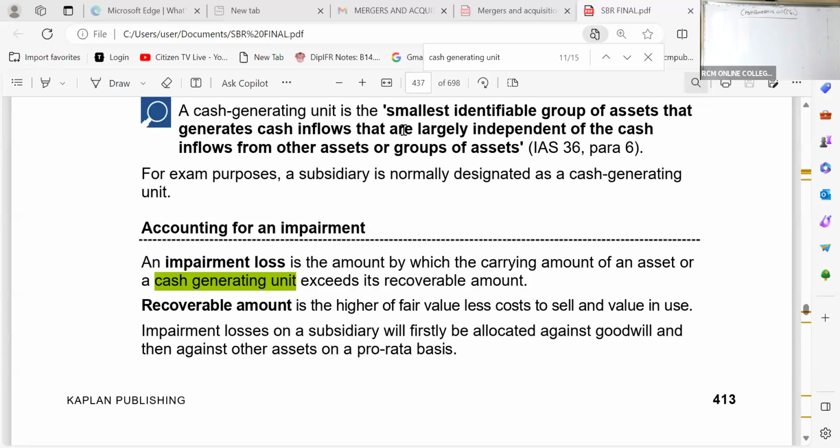Like RCM College, we have some assets that are independent, that are able to generate cash flows independently, quite detached from the other assets.